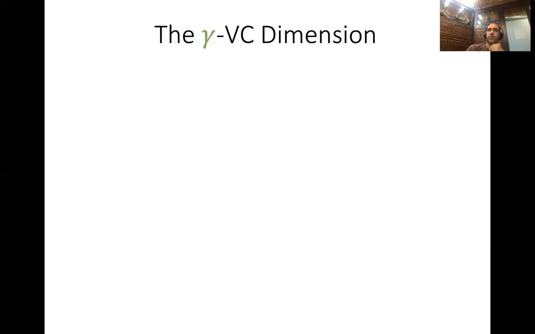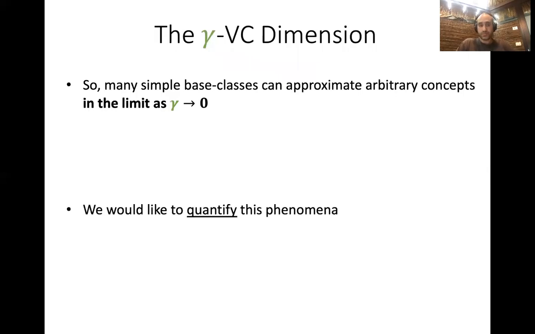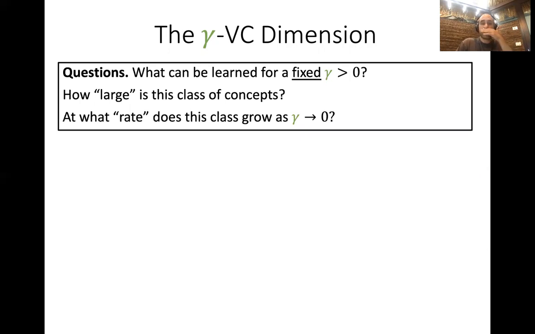Okay, so qualitatively we answered: as long as B satisfies these conditions, in the limit when gamma goes to 0, you can learn anything. But we want to understand this more quantitatively. So what can be learned for a fixed gamma? Let's say we have a gamma agnostic learner for B. How large is the class of concepts that we can learn for a fixed gamma? And at what rate does this class grow as gamma goes to 0?